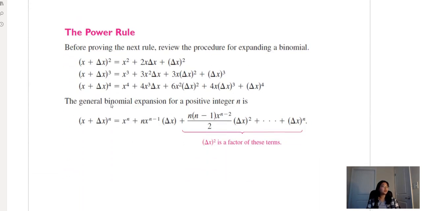The power rule. Okay, so this is lovely. So this is our binomial expansion. So this is what Pascal's triangle is nice for.